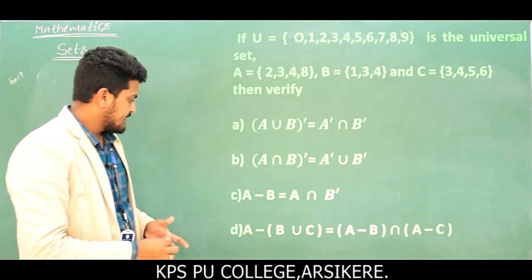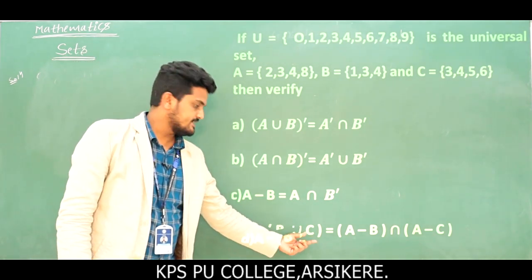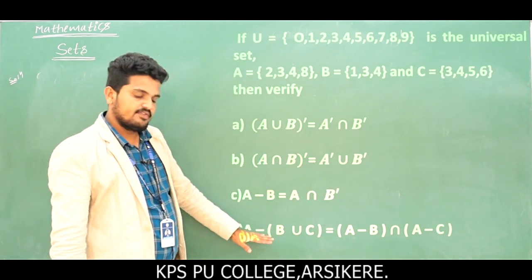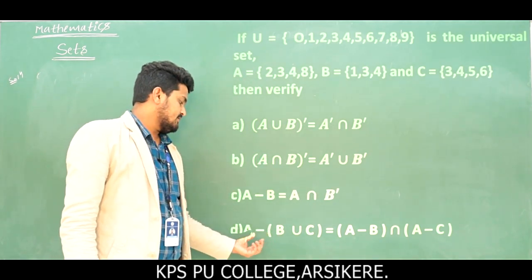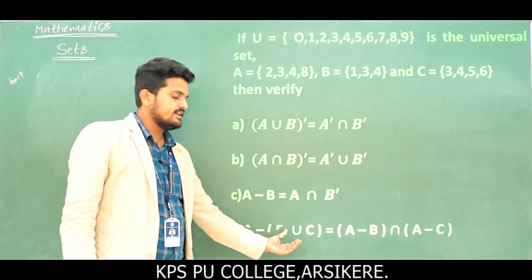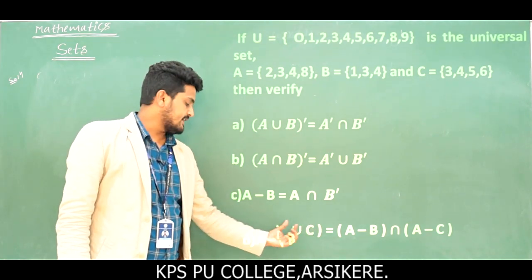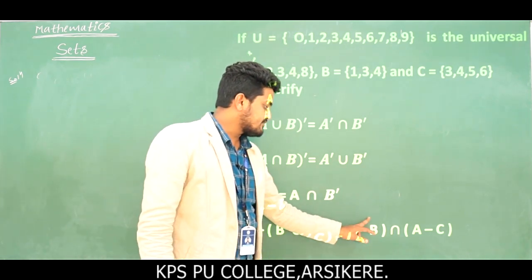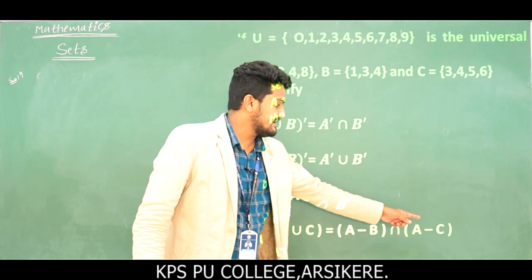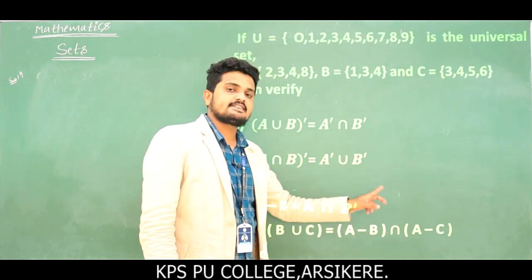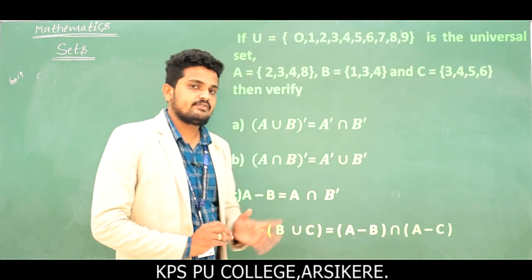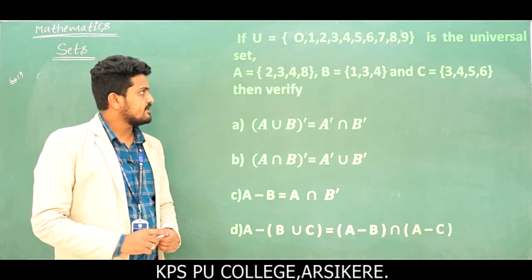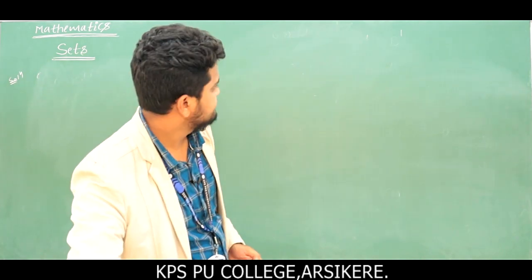So fourth one: A minus (B union C) is equal to (A minus B) intersection (A minus C). So here you consider first LHS. So LHS: A minus (B union C). So first you find B union C, next the difference between two sets, call it equation number 1. For RHS, first you find the A minus B value, next the A minus C value, next the intersection between two sets, call it equation number 2. So comparing equations 1 and 2, you can get the answer. Okay, next one.